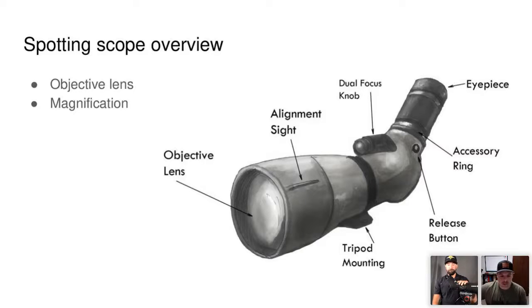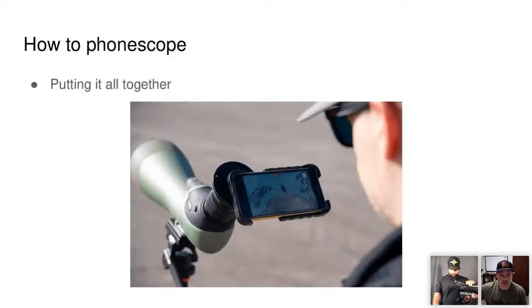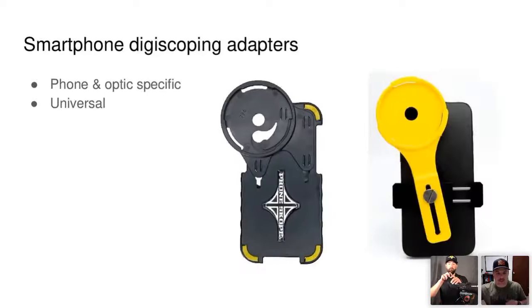Cool. So we'll go on from the spotting scope. Now we'll kind of bring everything together, bring the phone and the spotting scope together, and talk more about Phonescoping and what you need to get started with that. So you know, if you're on here, you're likely familiar with the Phonescope and what it does. And just like any other Digiscoping adapter, that just means allowing you to attach your phone to the spotting scope.